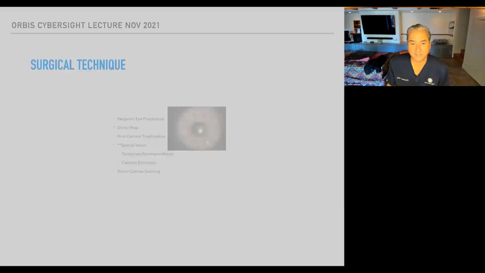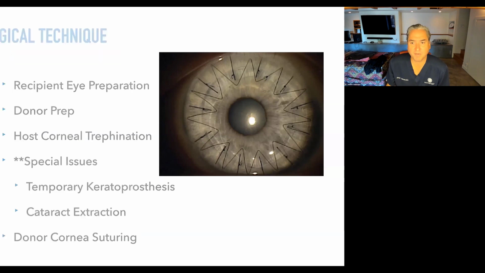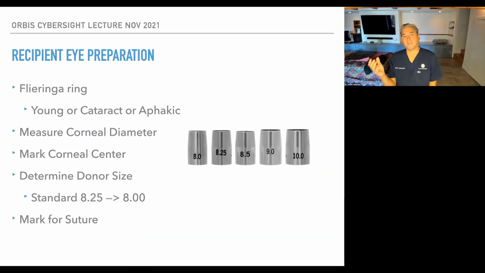So surgical technique. We're going to talk about these different steps, beginning with recipient eye preparation. We talked about the Flaringer ring if you're going to do cataract surgery or they're aphakic. When we prepare the eye, we want to measure the corneal diameter. We want to mark the center, and we want to determine the donor size. So my standard is 8.25 into an 8. So the donor 8.25, the recipient 8. And I like to mark using an old-fashioned RK marker for the sutures.